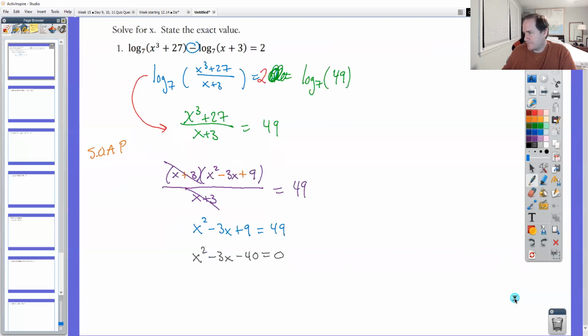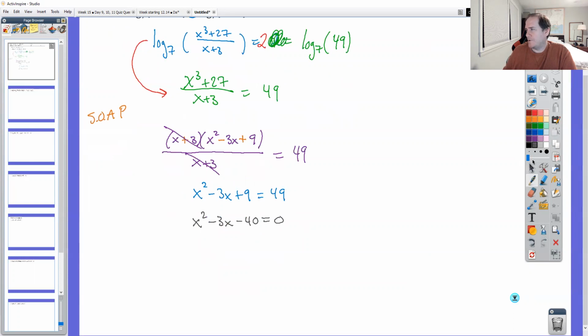So is that factorable? Are there factors of 40 that will give 3? I don't know. Let's find out. Negative 40, 4 and 10. Those have a sum of 6, so that ain't happening. 5 and 8. Yep, there it is. We're factorable. So x.